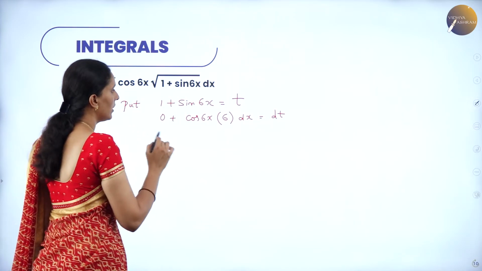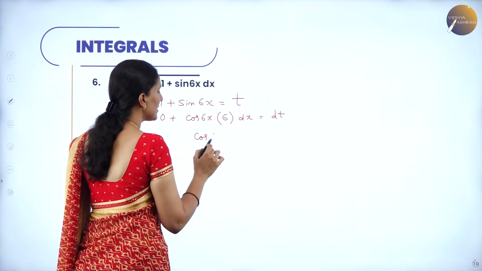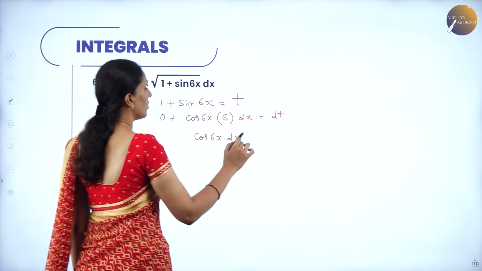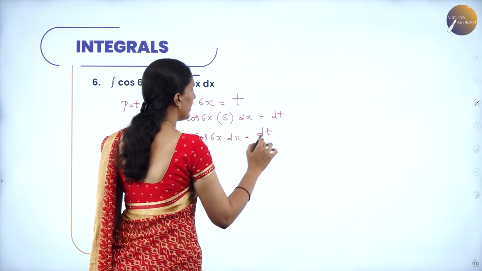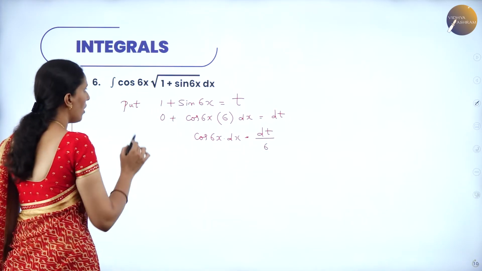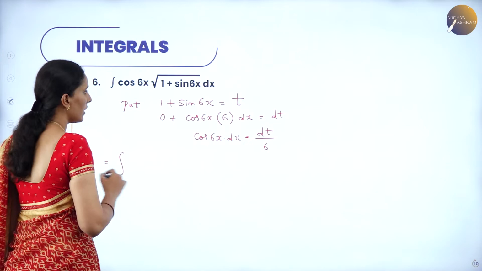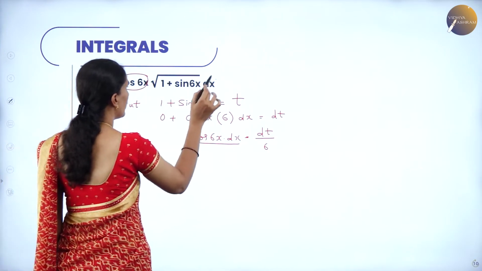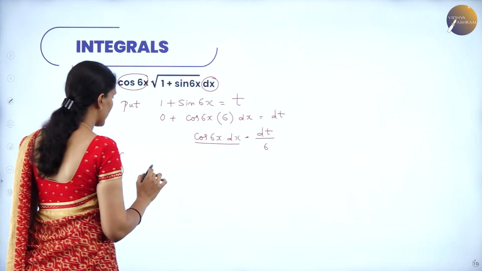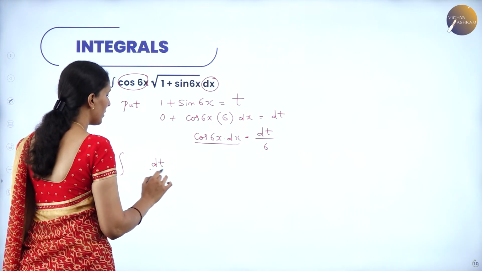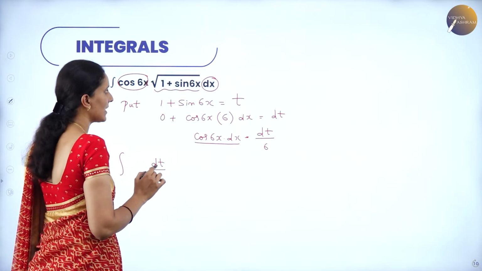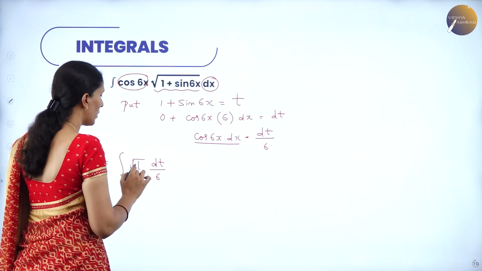So now here I need only cos 6x into dx because I don't have any 6 here. So let me take this as dt divided by 6. So now here replace cos 6x into dx with dt by 6. So this becomes dt divided by 6. And here it is 1 plus sin 6x as t. So this becomes root t.